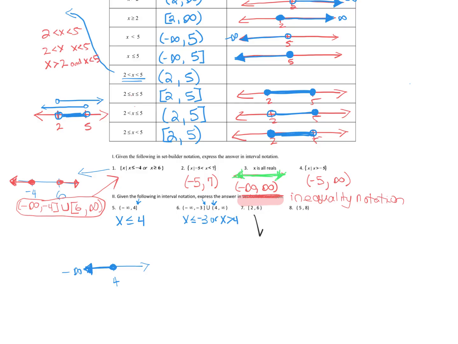Let me do 7 down here because I've run out of space. So this is one of those that has a start and a stop, so we know it looks like this format. So we have 2 is less than or equal to x is less than 6. The less than or equal to because of the bracket before the 2, the less than because of the parenthesis at the 6. Number 8 is another one of those that starts and stops. So we have 5 is less than x is less than 8 because it goes from 5 to 8, and they're both parentheses, so there's no equal to.